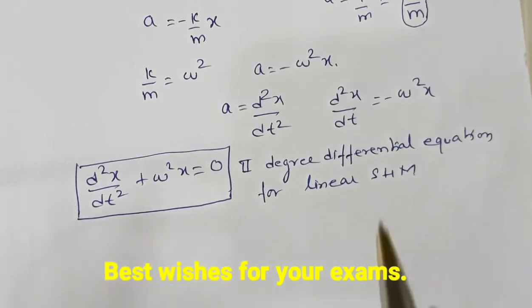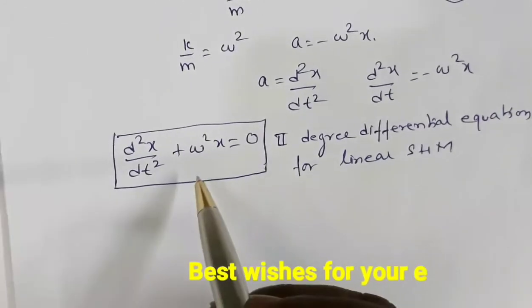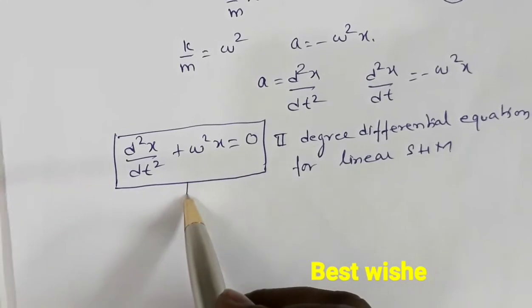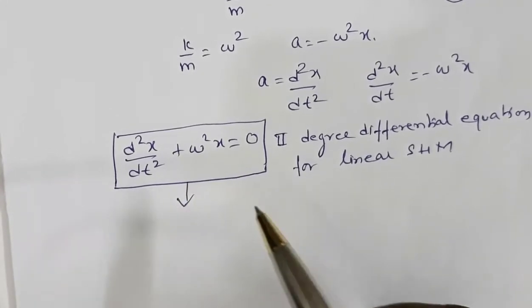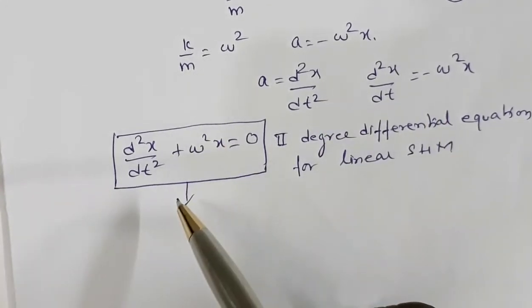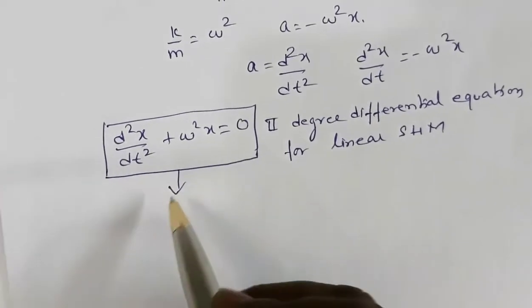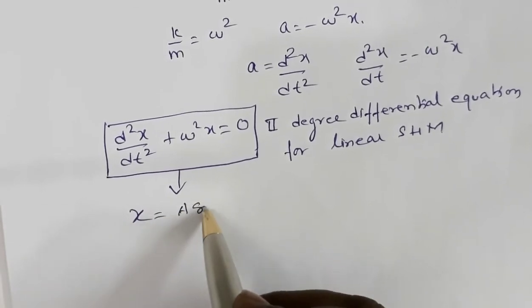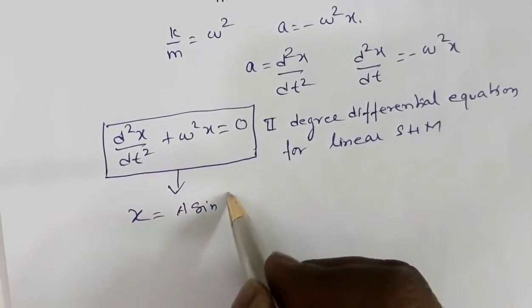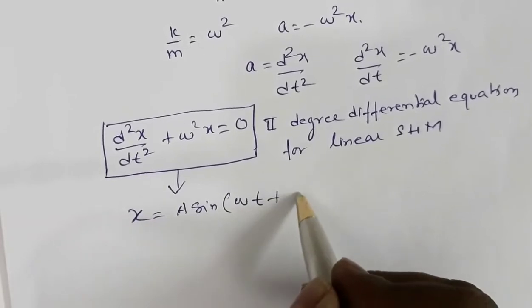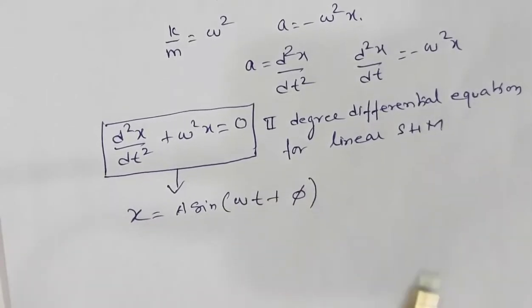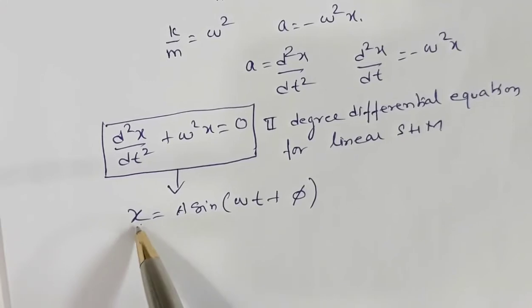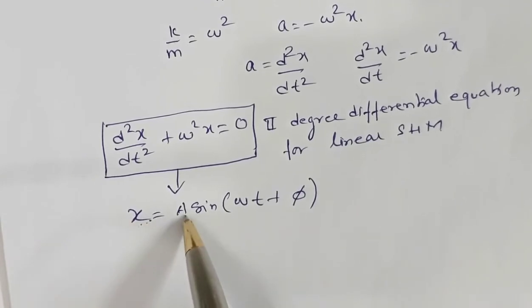Now the solution to this differential equation must be periodic. Why? Because simple harmonic motion is periodic. So let us assume the general solution of this equation to be x is equal to a sin(omega t plus phi). This is the general solution where the maximum value of x, which is a, represents the amplitude of the particle undergoing simple harmonic motion.